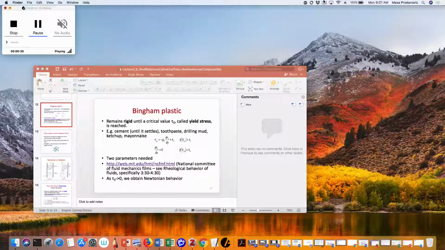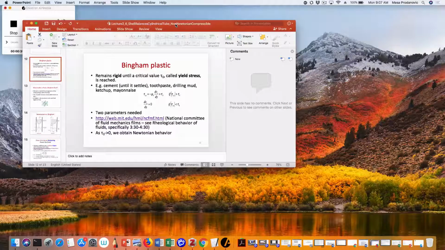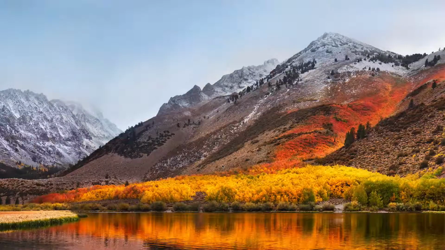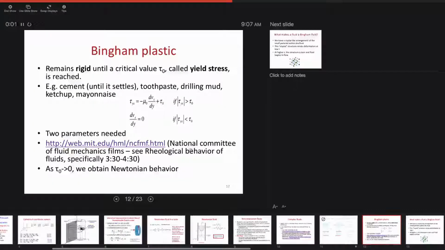All right, so today we're actually going to solve the same shell balance that we've been solving for fluids in tube, but this time we're going to actually work with what's called Bingham plastic. So Bingham plastic is one of the non-Newtonian fluids.